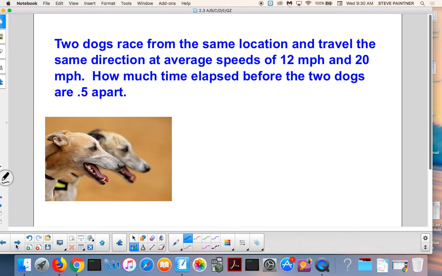So when is the one dog half a mile ahead of the other dog? I think you should draw the picture. The picture tells the story. Ready? Two dogs race from the same location, same spot, and travel the same direction at average speeds of 12 miles per hour and 20 miles per hour. Okay, so here we go.